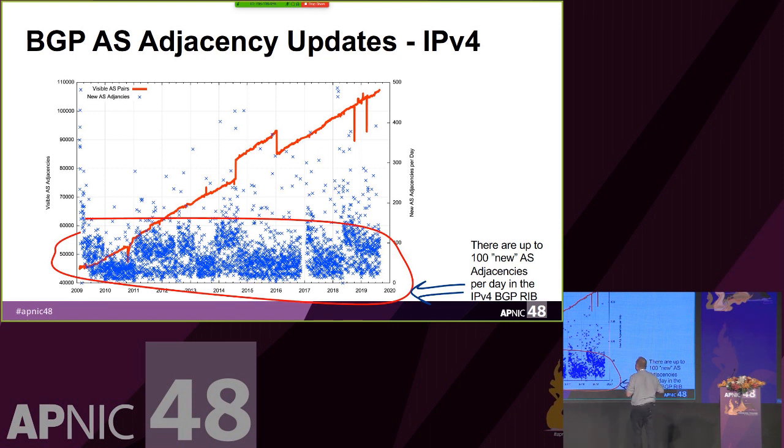I hope someone's listening. Have a look too at the number of new adjacencies per day in V4. It's actually quite a lot. What we're seeing is around 100 new adjacencies a day. Hard to say why at this point, but it is information. Because what it's saying is, out of the 150,000 updates a day, I only saw 100 information events about topology.